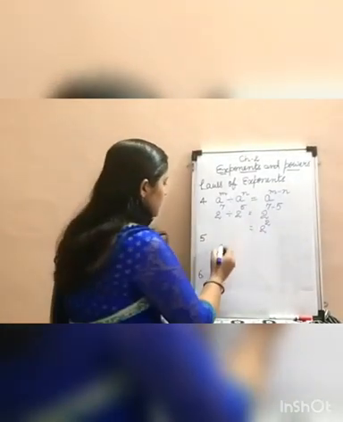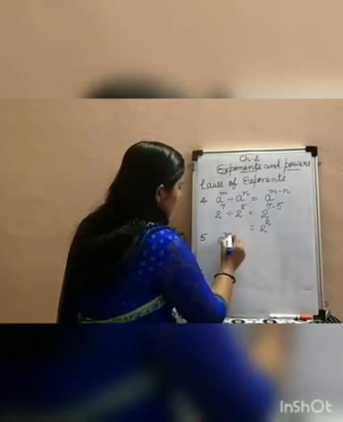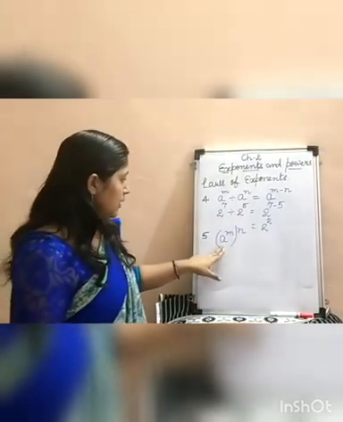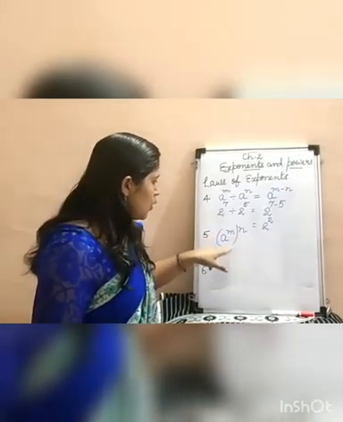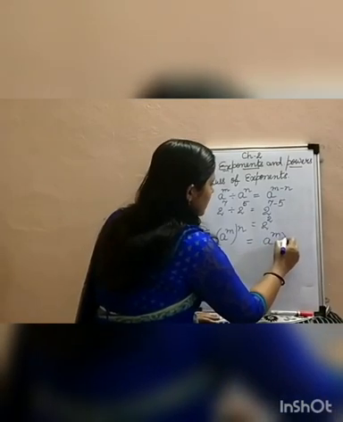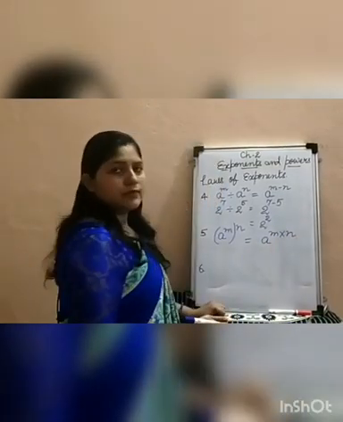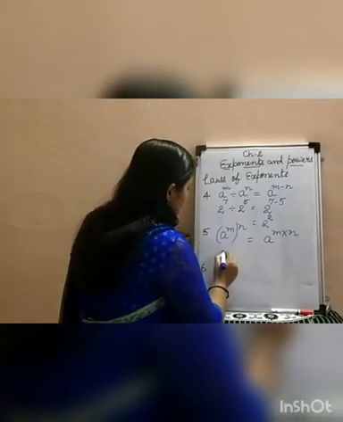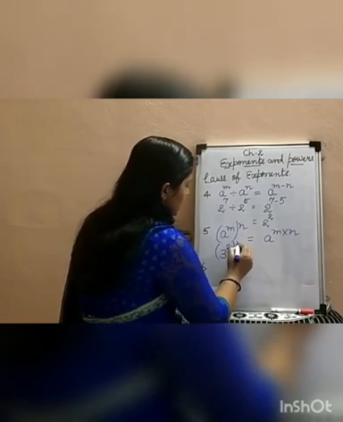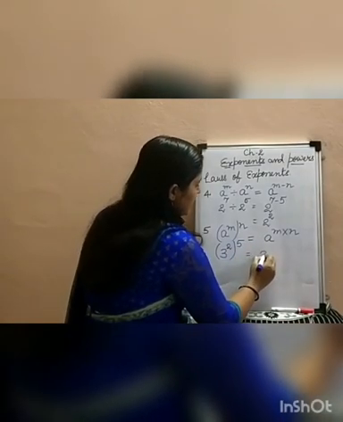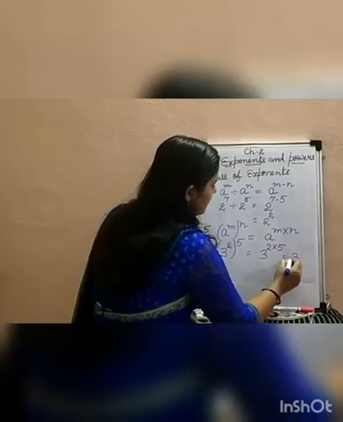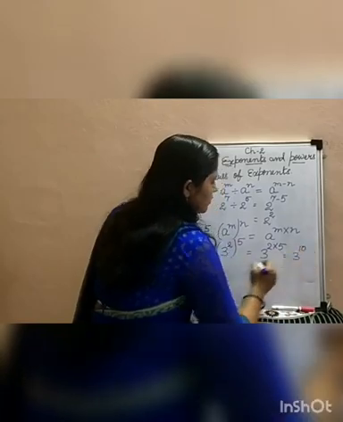The next law is, if a raised to the power m, whole raised to the power n. Here there are two powers, a raised to the power m and whole n. So we will multiply m with n. Let's see one example. If the number is 3 raised to the power 2 and whole to the power 5. So we can write here 2 into 5. It means 3 raised to the power 10.